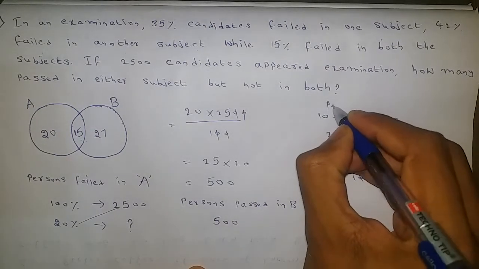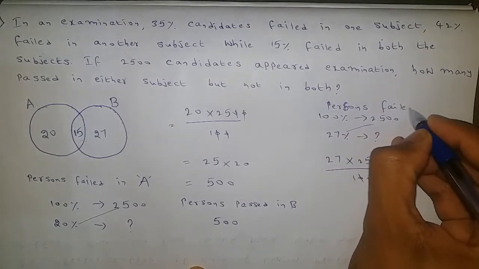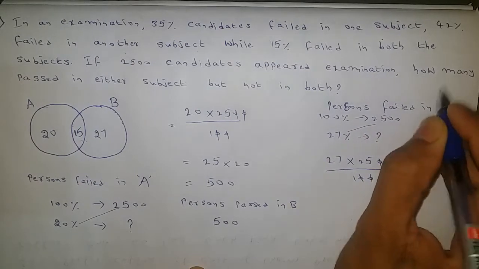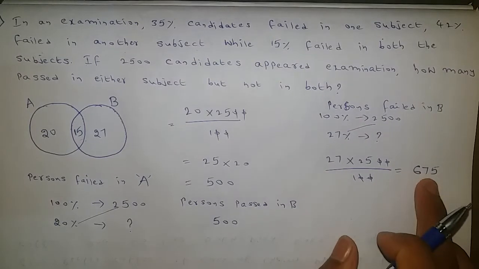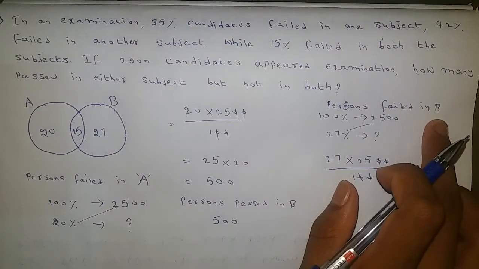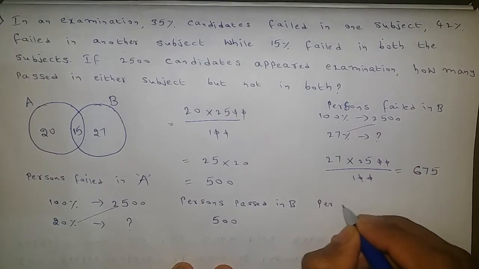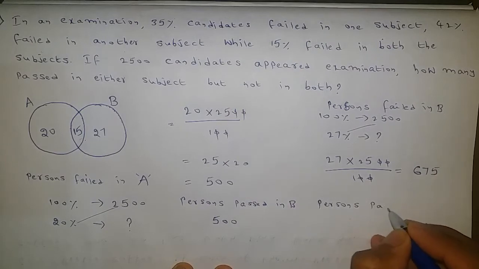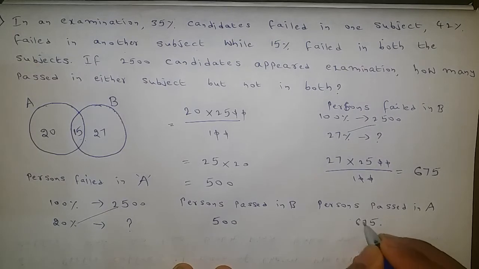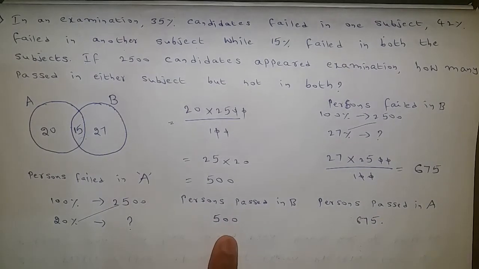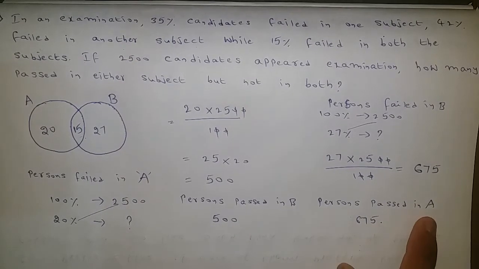So 675 persons failed in only subject B, which means these students passed in subject A. Then persons who passed in subject A are 675. 500 students passed only subject B, and 675 persons passed only A.